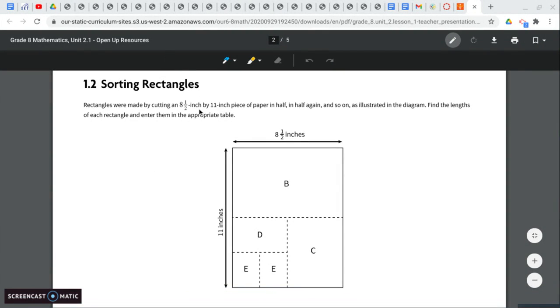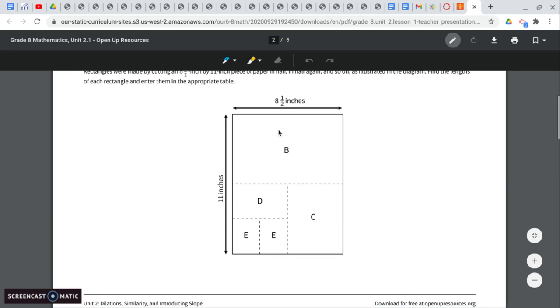Okay, so sorting rectangles. Rectangles are made by cutting an 8.5 by 11 inch piece of paper in half again, and so on, as illustrated in the diagrams. Find the lengths of each rectangle and enter them in the appropriate table. So we've got this figure right here. So we've got our 8.5 by 11 sheet of paper.